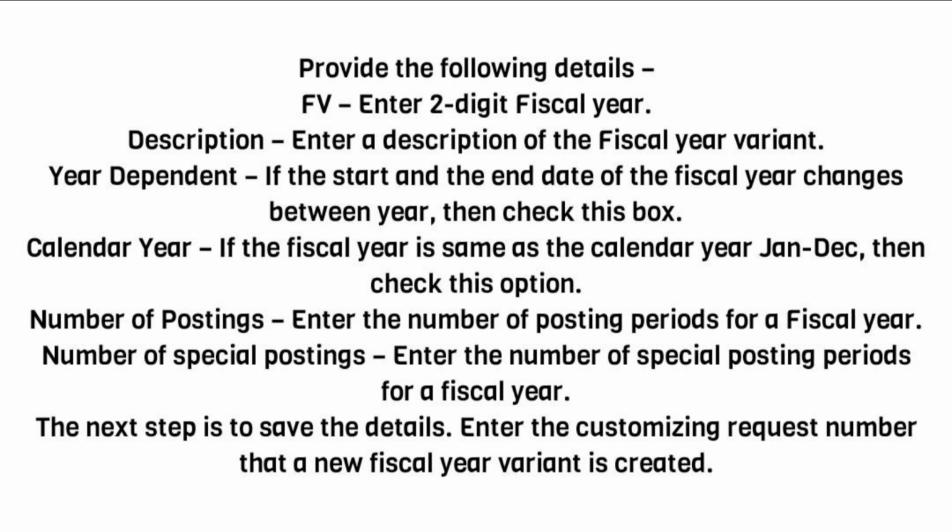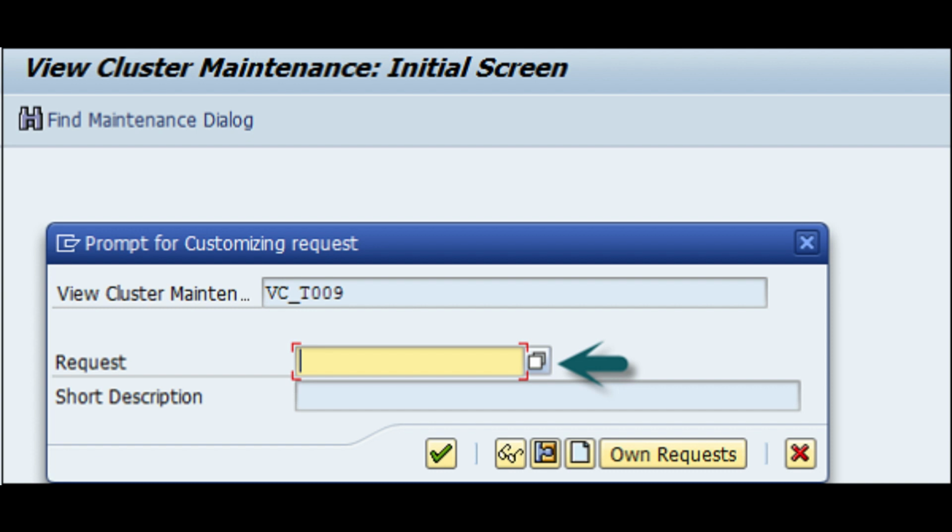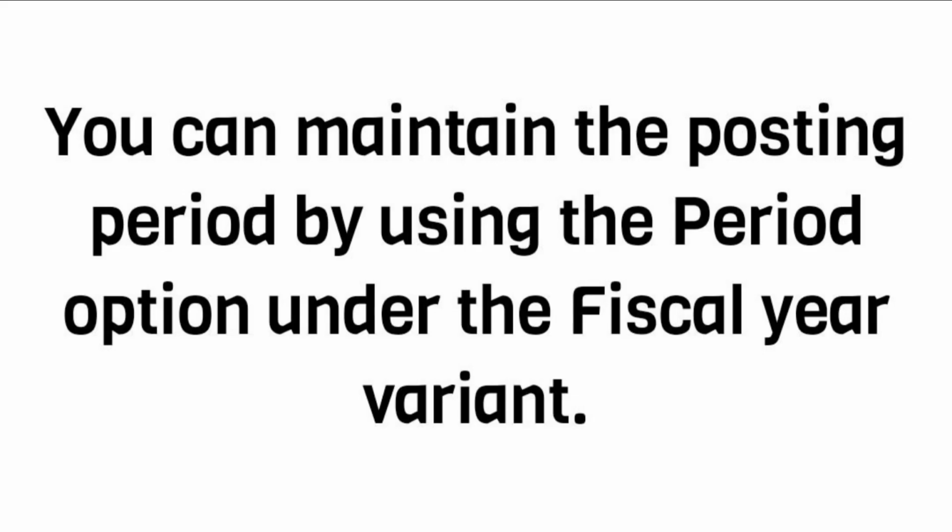Number of postings: enter the number of posting periods for a fiscal year. Number of special postings: enter the number of special posting periods for a fiscal year. The next step is to save the details. Enter the customizing request number so that a new fiscal year variant is created. You can maintain the posting periods by using the Periods option under the fiscal year variant.